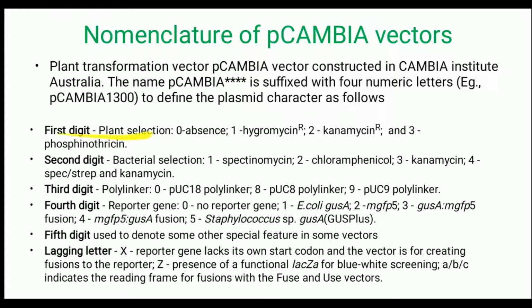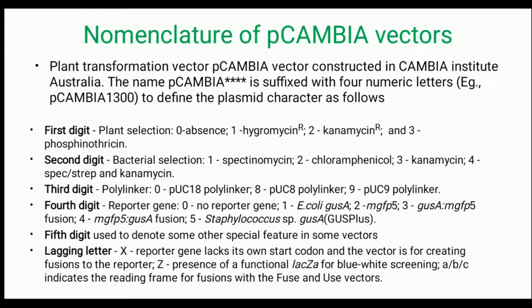The first digit tells information about the plant selection markers present in the plasmid. So if it is 0 it means no selection marker. If it is 1 it means hygromycin is present, 2 is kanamycin, and 3 is phosphinothricin. The second digit denotes bacterial selection markers such as spectinomycin, chloramphenicol, kanamycin, and the third digit denotes what kind of polylinker, that means multiple cloning sequence, is present in the pCAMBIA. So if we use the pUC18 polylinker sequence, it is 0, and if 8 it means it is the pUC8 polylinker, if 9 it means pUC9 polylinker.